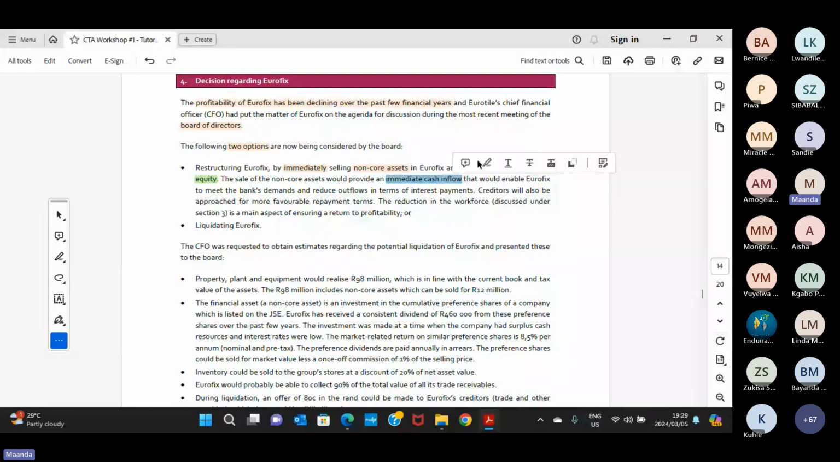You talk about positives and negatives. So maybe this might be a good thing to say we're going to get an immediate cash flow, right? But again, I have to address the "immediately" part and say, hold on, you're saying you're going to sell this immediately, are you sure? Have you considered everything? If the people agree to the price and you then want to sell, I'm told that this will provide immediate cash flow that will enable Euroflex to meet the bank demands and reduce interest payments.